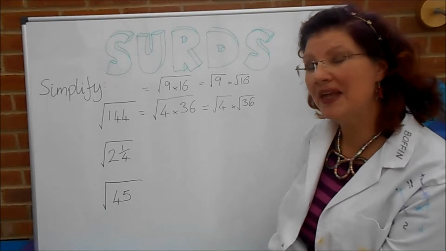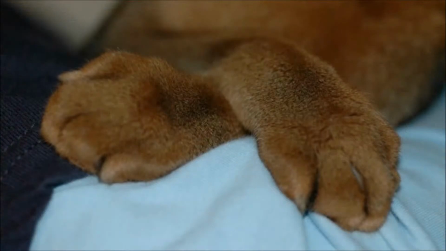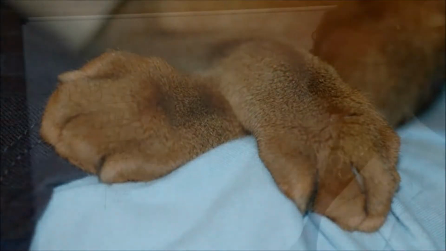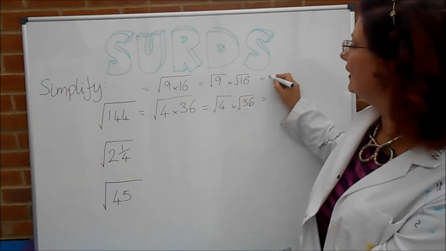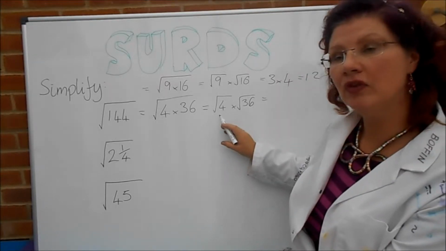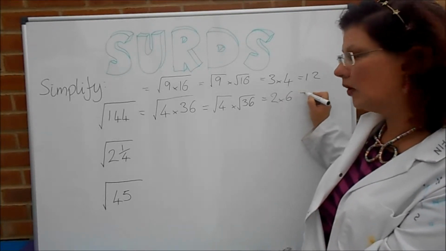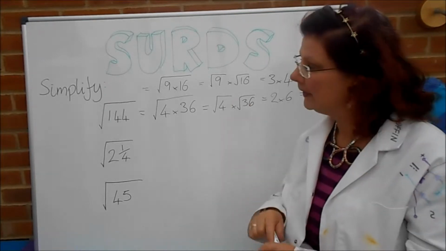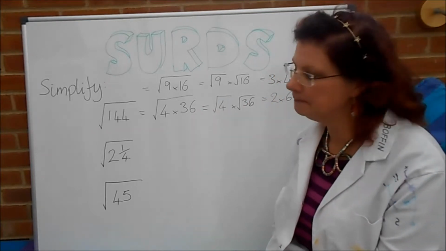Hopefully you should be able to finish from there, so just pause the video and fill in what comes next. Okay, pause now. Welcome back. For the square root of 9 times the square root of 16, we should have had 3 times 4, which is 12. And for the square root of 4 times the square root of 36, we should have had 2 times 6, which stunningly is also 12. Amazing, isn't it? Either of those is fine.